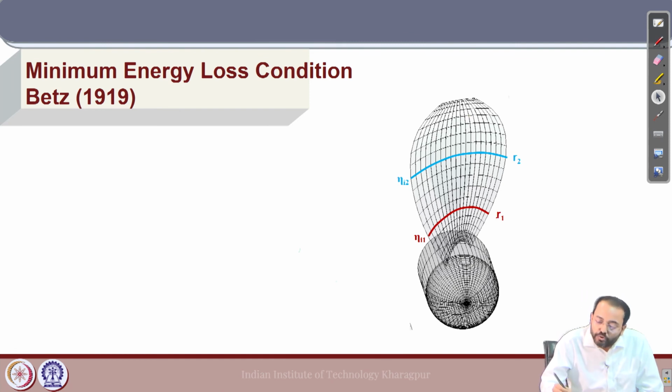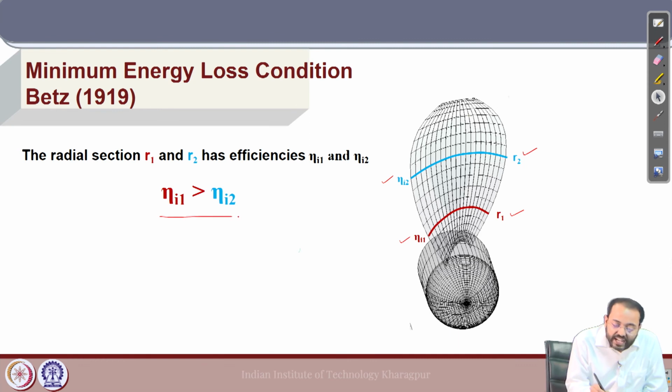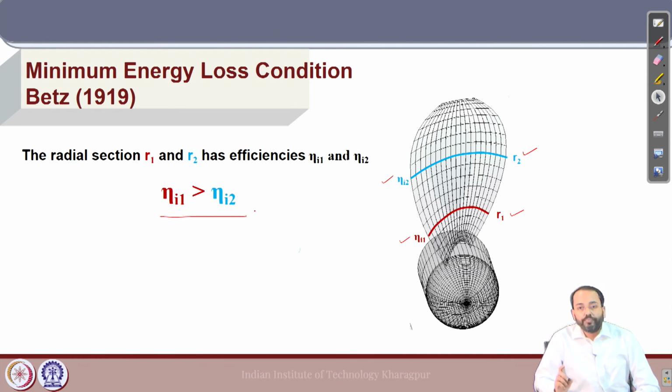Let us take two radial locations of the propeller blade, two sections at radius r1 and r2, where the ideal efficiencies are eta I1 and eta I2, and we assume that we have taken the sections in such a way that the ideal efficiency at location r1 is greater than at location r2. So, eta I1 is greater than eta I2.